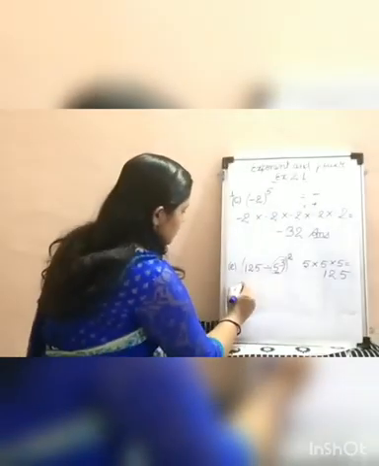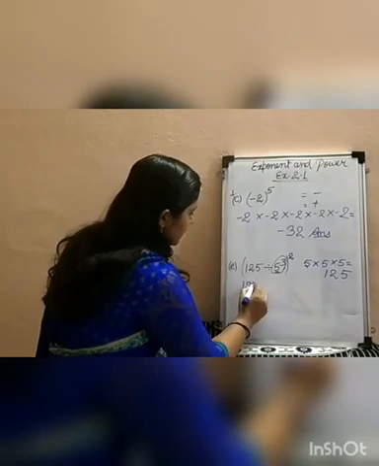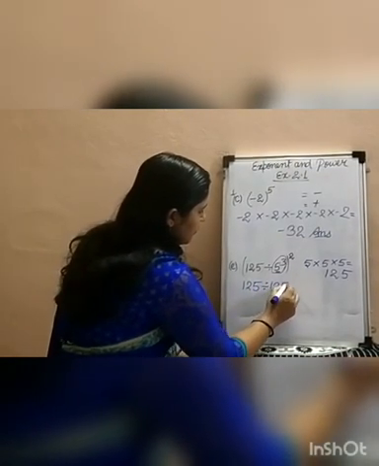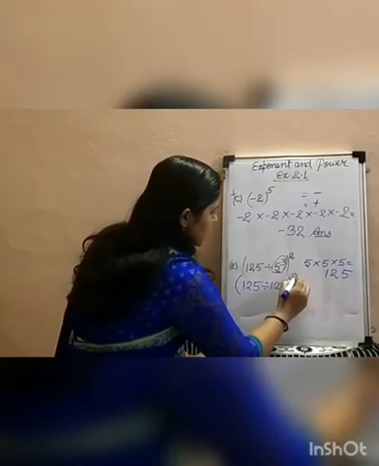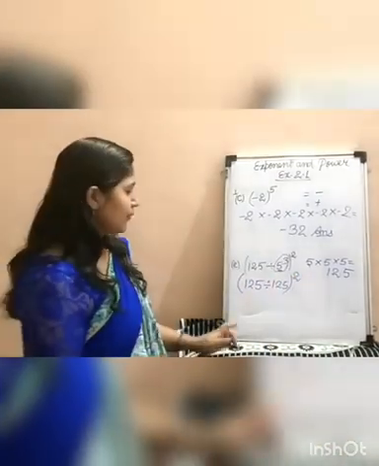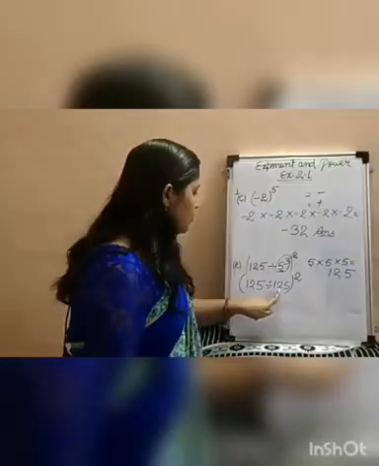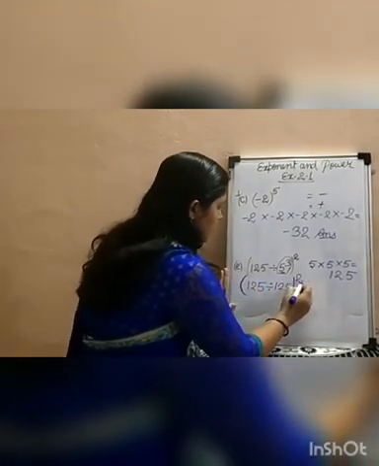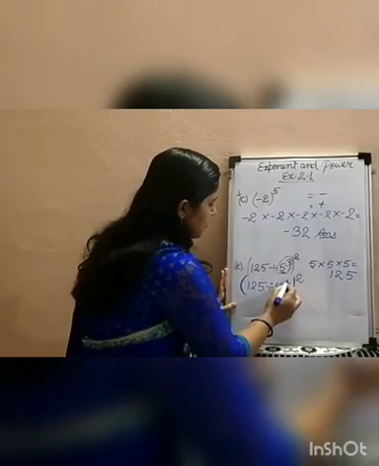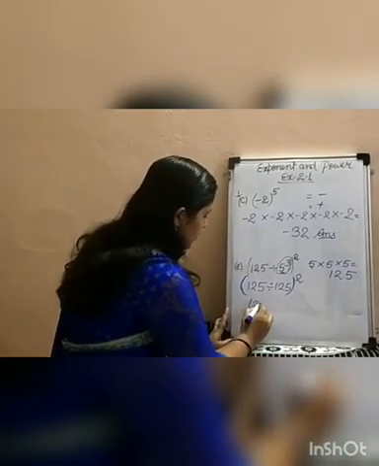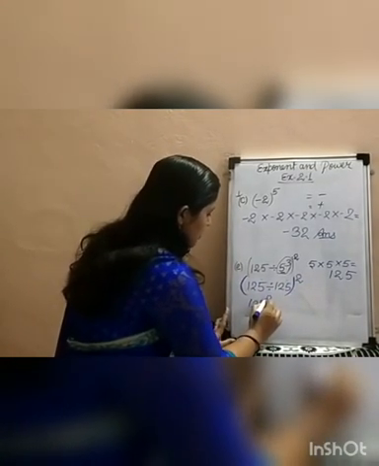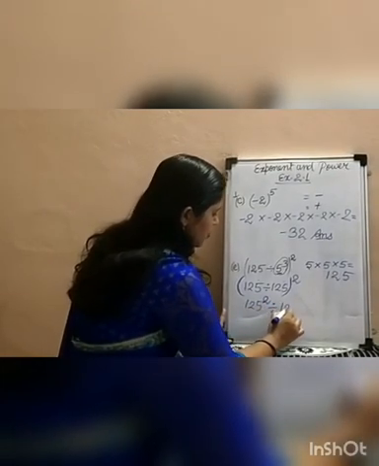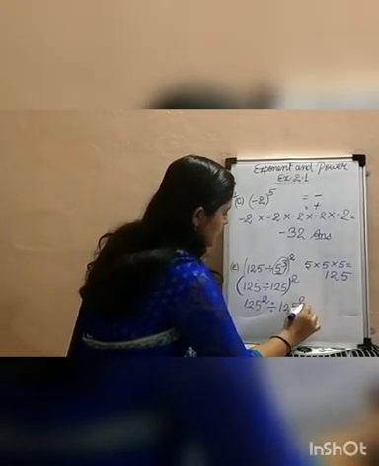Here we can write 125 divided by this number 125 and raised to the power 2. Here 125 and 125, these are in brackets. So this power will be here also and this power will be here also. We can write 125 raised to the power 2 divided by 125 raised to the power 2.